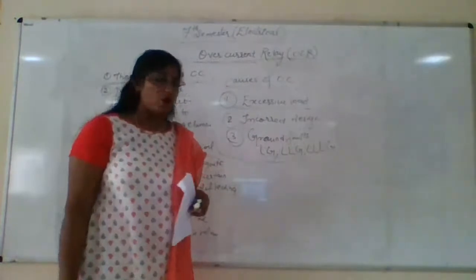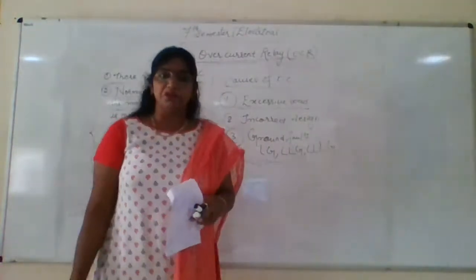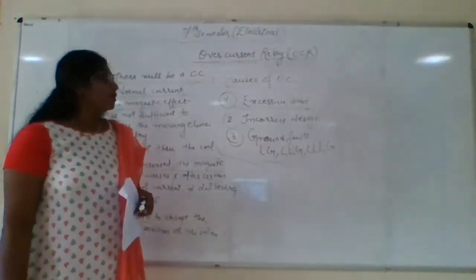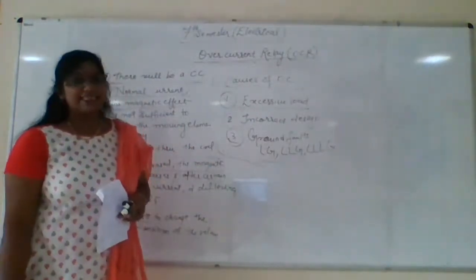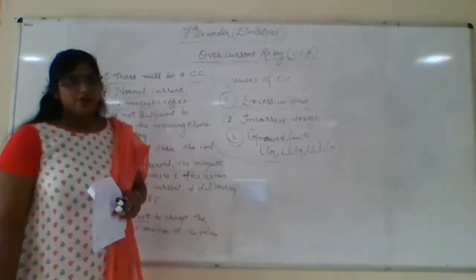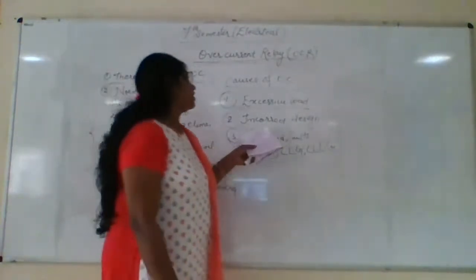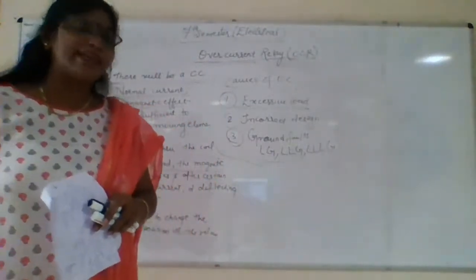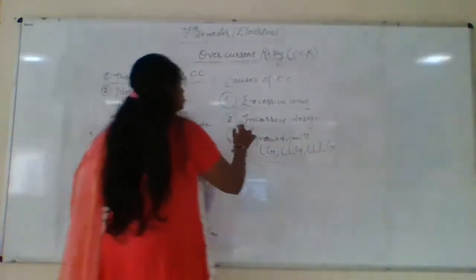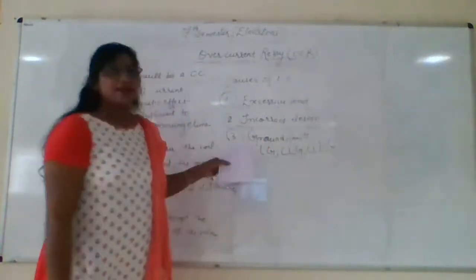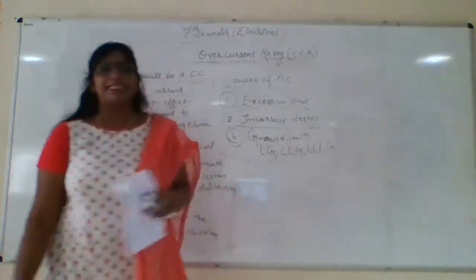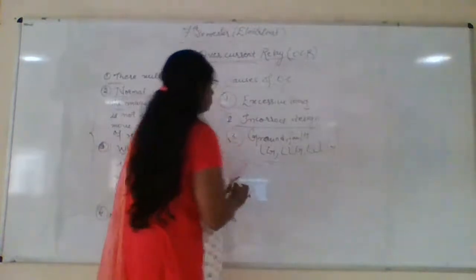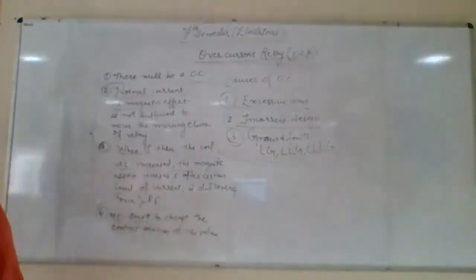First of all, excessive load. Excessive loading is due to incorrect or mismatching of the load. Second is incorrect design. Incorrect design is the design which ensures the use of limited apparatus, or which won't allow you to elaborate the system. Third, ground fault. Ground fault is an LG, LLG or triple LG fault, those faults which include the ground.